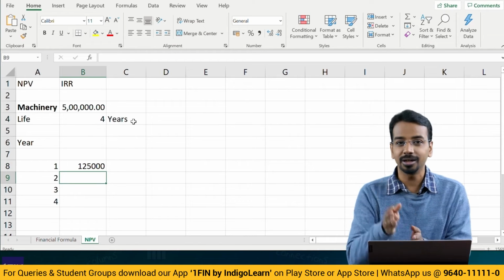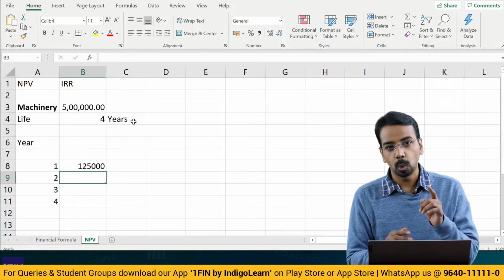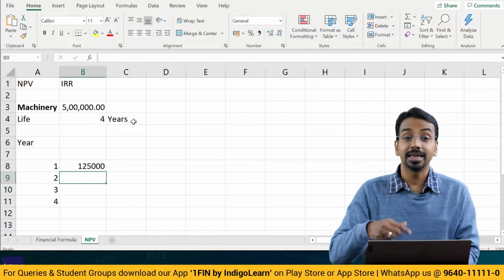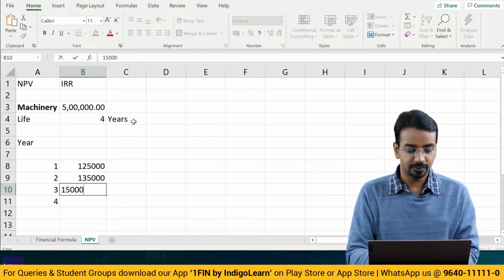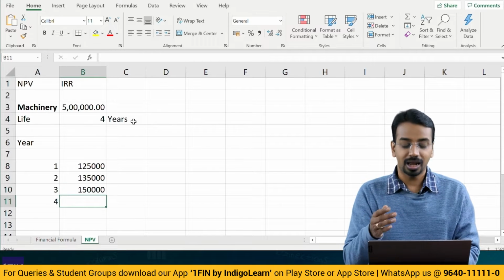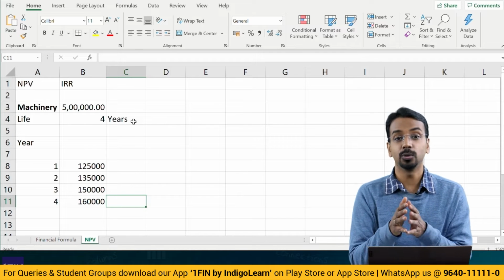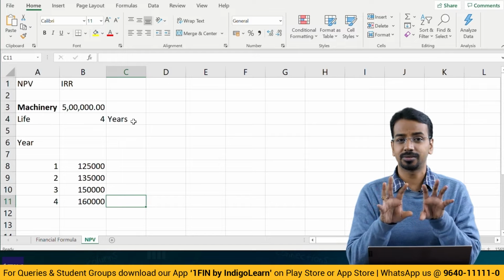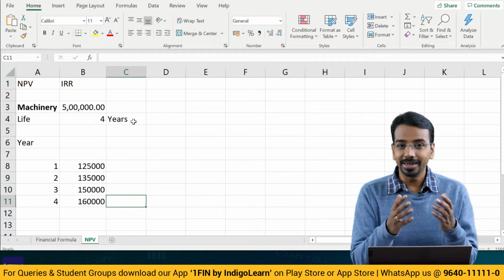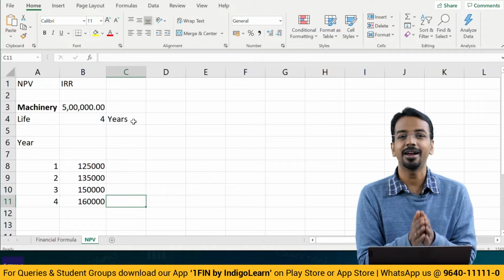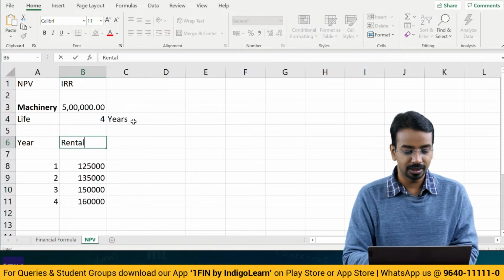So at the end of the first year, the person who has taken this machine from you will pay you 1,25,000. Then in the next year, he'll pay you 1,35,000. Then in the next year, he'll pay you 1,50,000. And in the last year, he'll pay you 1,60,000. So this is the rental income that you will get. We'll forget taxes and other aspects for now. We'll just understand how the NPV formula works. The detailed understanding of this you will have when you study financial management. So this is the year, this is the rental income, right?